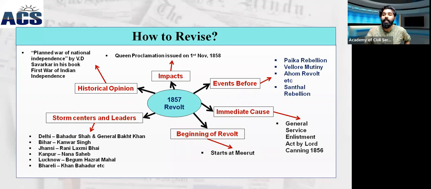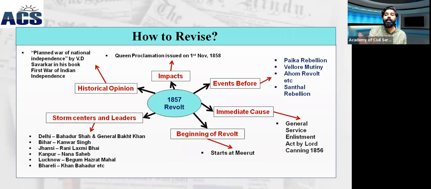Bihar, it was Kunwar Singh. Kunwar Singh was a current affair this year, so you have to study about Kunwar Singh. Jhansi was led by Rani Lakshmi Bai. Nana Sahib from Kanpur. Begum Hazrat Mahal from Lucknow. Khan Bahadur from Bareilly. Those are the leaders and their storm centers, which is one area we have to study.